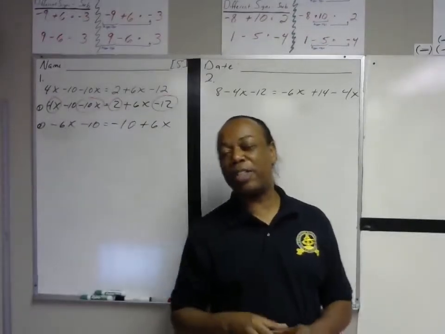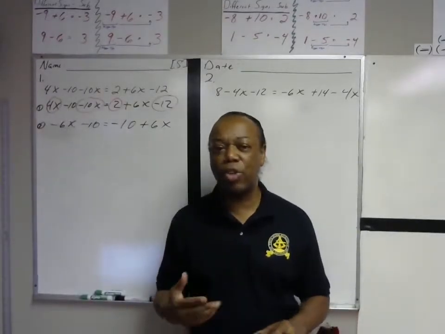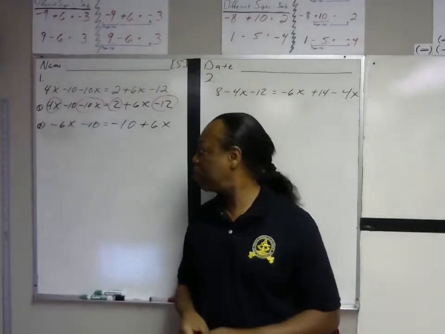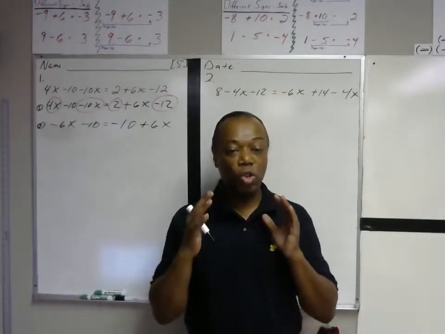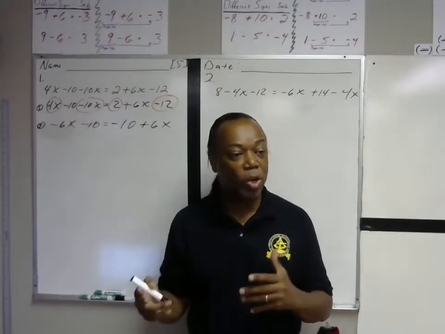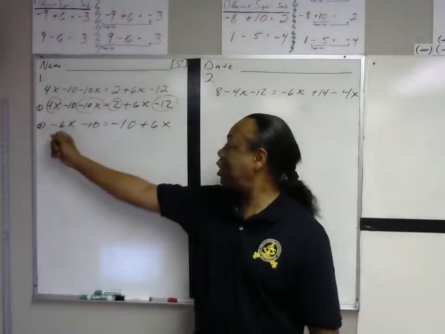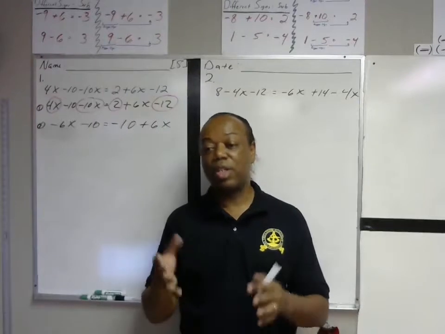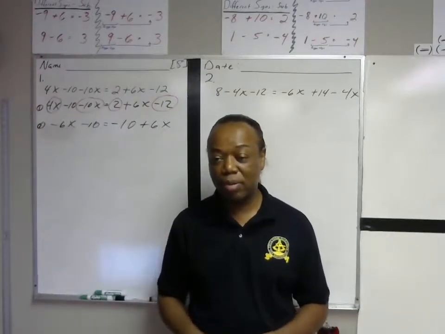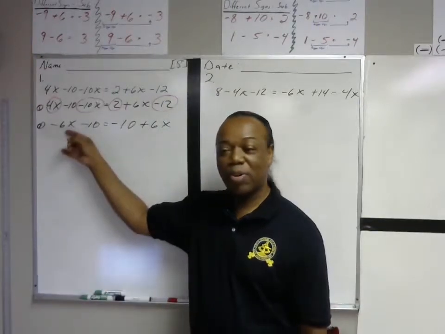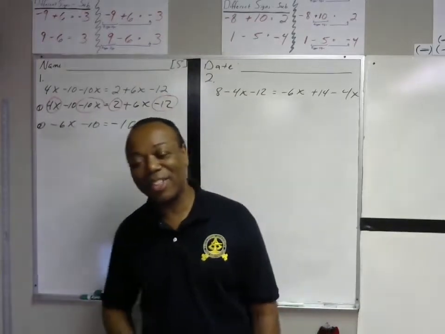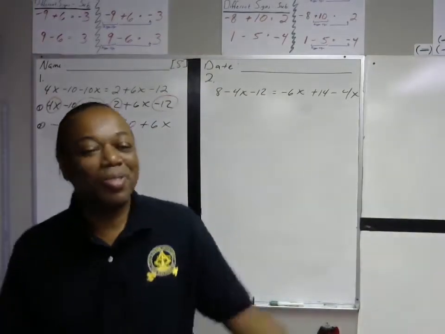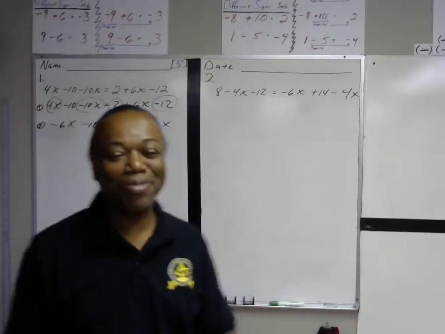Here's another part that I was a little concerned about last time: figuring out who's bigger and who is least. On this side, I got a negative 6x. Here, I got a positive 6x. It's the negative 6x that is smaller. Negatives are really small. Who likes negative numbers? Come on. Hey, give it up for negative numbers.